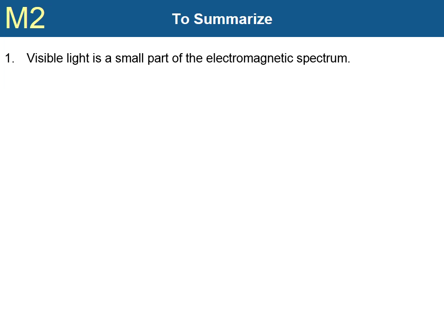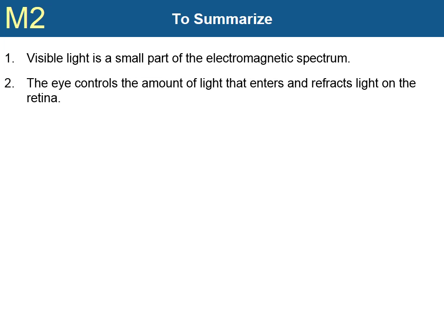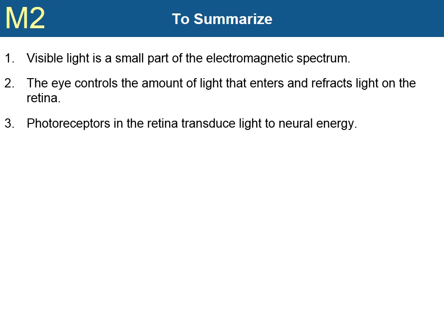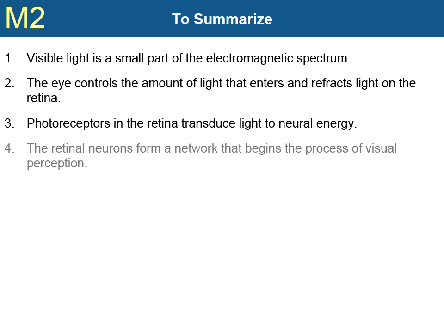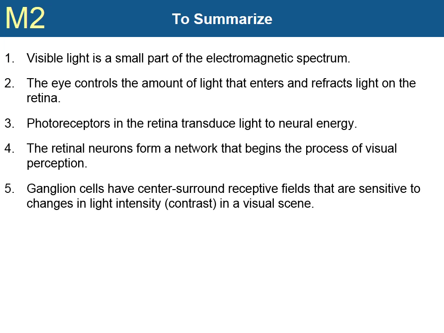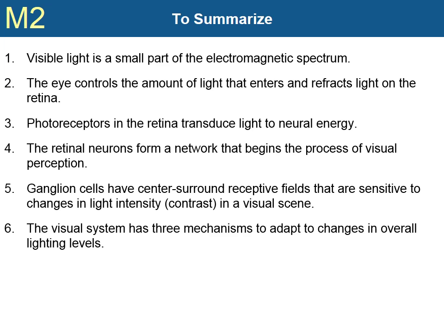To sum things up, visible light is a minuscule portion of the electromagnetic spectrum. It is measured in photons and described by its wavelength. The eye redirects light into it, focuses light on the fovea, and controls how much light enters the eye. Photoreceptors in the retina, the rods and cones, transduce light into neural energy. They produce and contain photopigments that absorb and are broken down by light. The retinal neurons, the bipolar, ganglion, horizontal, and amacrine cells, form a network that begins processing visual information before it ever leaves the eye. The primary processing involves the center surround receptive fields, which enhance our contrast sensitivity. Finally, the visual system adapts to the ambient level of light through pupil dilation and constriction, through photopigment regeneration, and by using the receptive field contrast sensitivity.